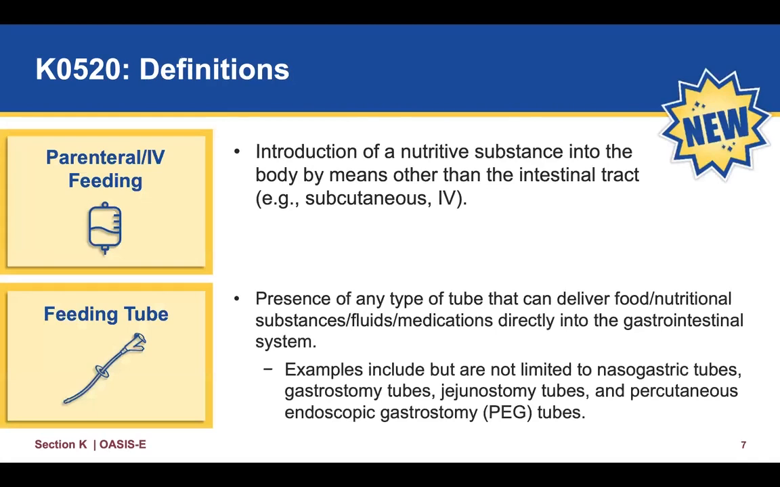Here are just a few definitions to get us started. While I will not read the entire definition, since most of you would be quite familiar with these, I will just say that parenteral or IV feeding is nutrition that avoids the GI tract, while a feeding tube delivers nutrition directly into the GI system.